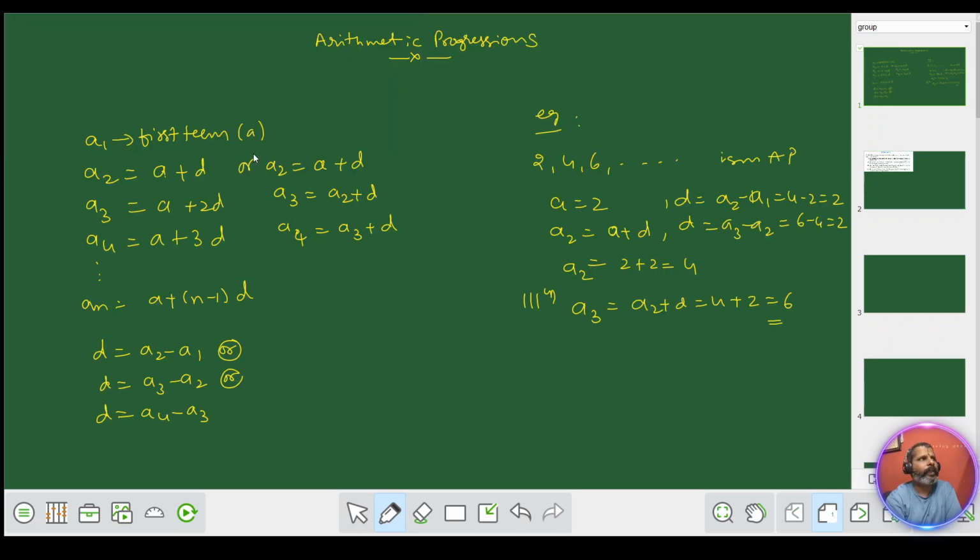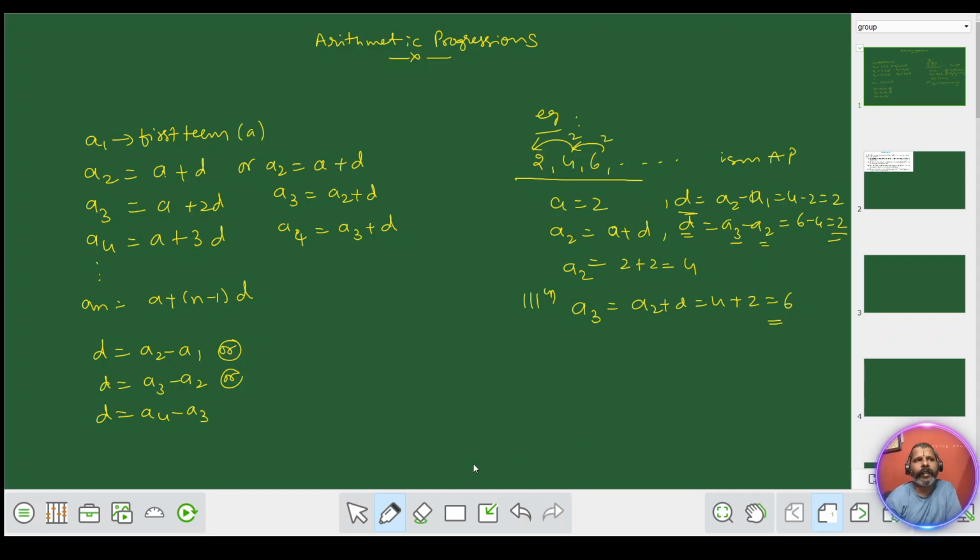Just to recap, if this is in AP, the common difference 4 minus 2 is 2, 6 minus 4 is 2. So the common difference is 2, where 2 is the first term, 4 is the second term, 6 is the third term. Common difference will be A2 minus A1 or A3 minus A2, right? If you do not know what is common difference, what is first term, what is AP, go and visit my another video where I have explained the introduction to the arithmetic progression.